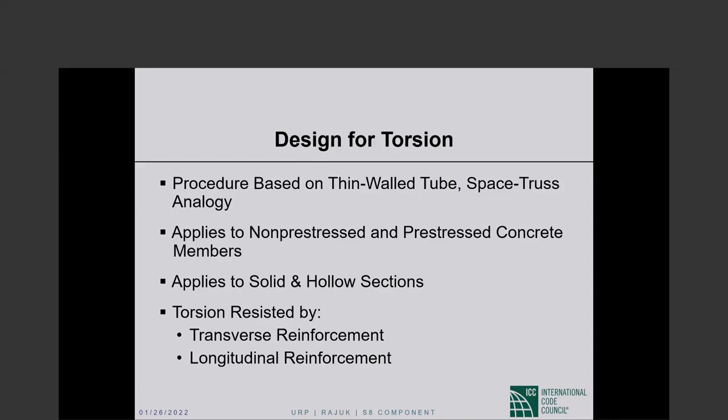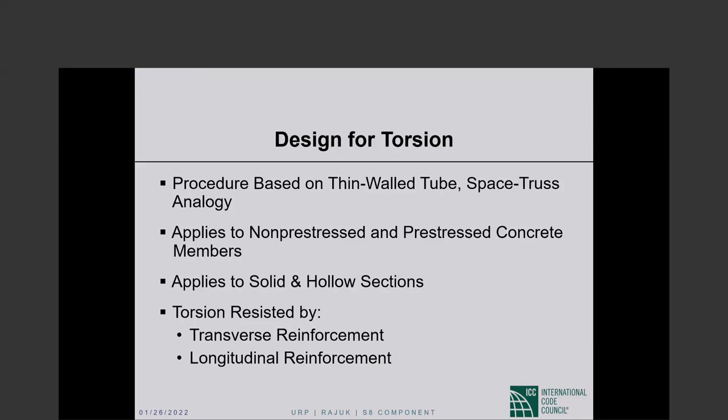Now, the torsion design procedure that we have in ACI 318, I believe this came into the code in 1995 or earlier. The current procedure, which has been in there since then, is based on a thin-walled tube space truss analogy. The procedure applies to non-pre-stressed and pre-stressed concrete members alike.